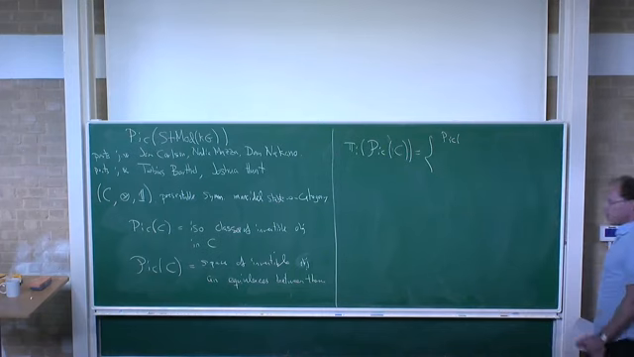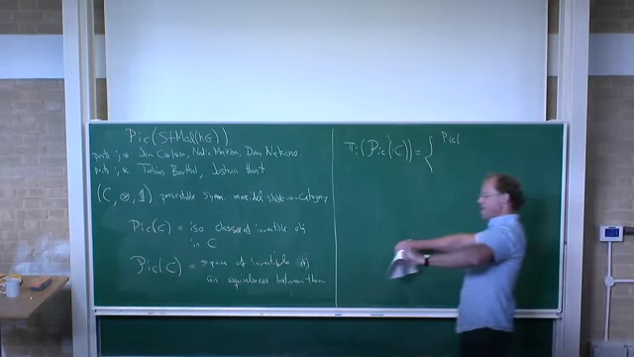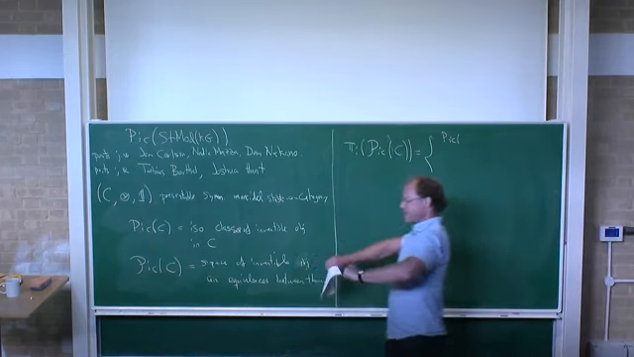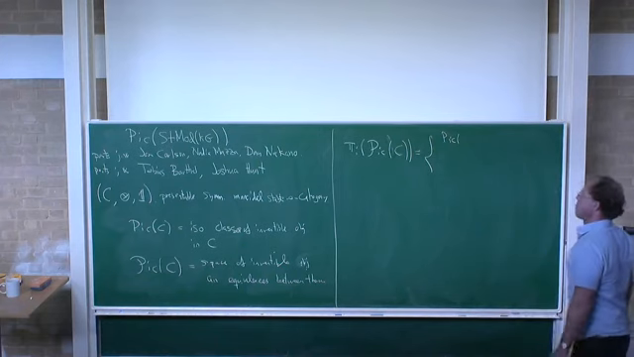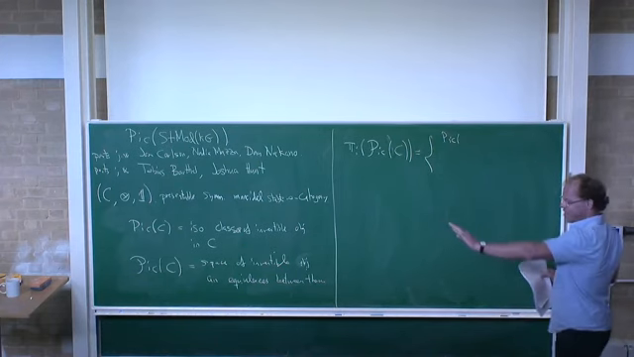And how is this a space? If you have two objects, you have all the equivalences between those two objects. That's an infinity groupoid. So that's a space of things. All right.